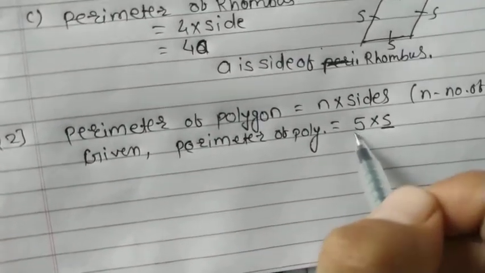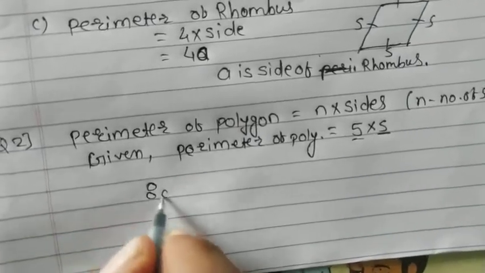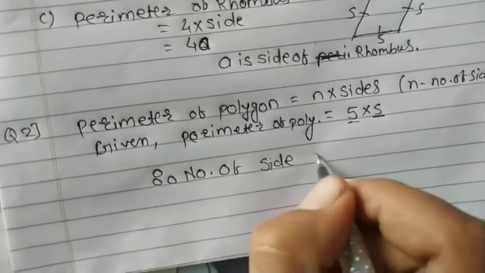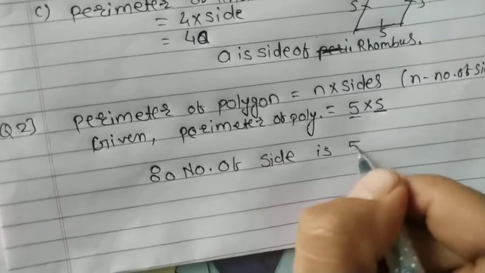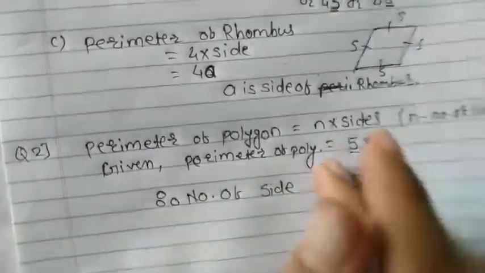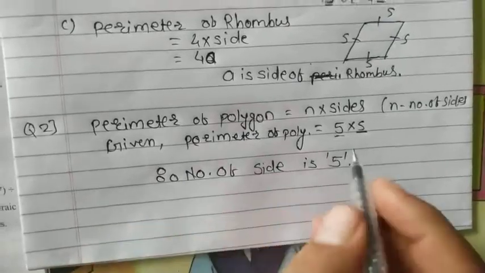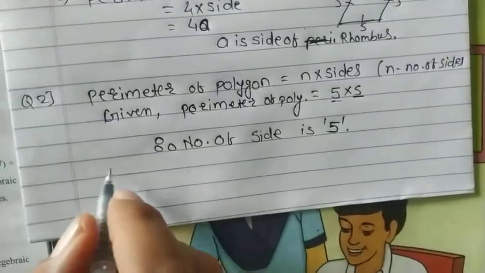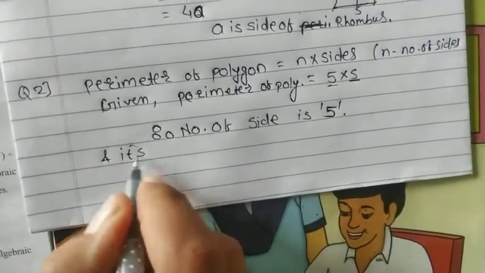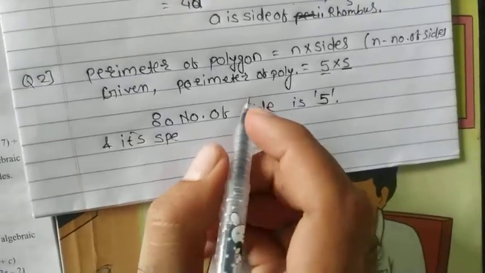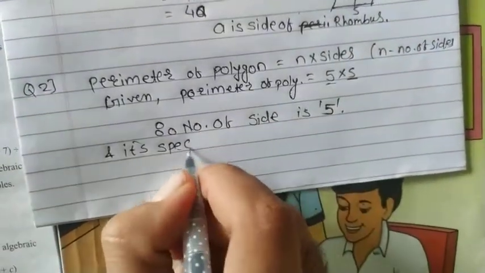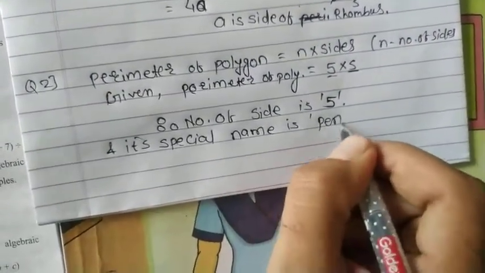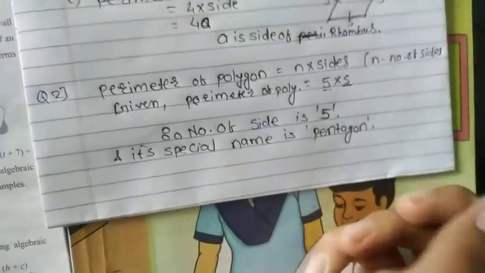Therefore the number of sides is 5. How many sides does this polygon have? 5. Therefore we can write, a polygon with 5 sides is called a pentagon, and its special name is pentagon.